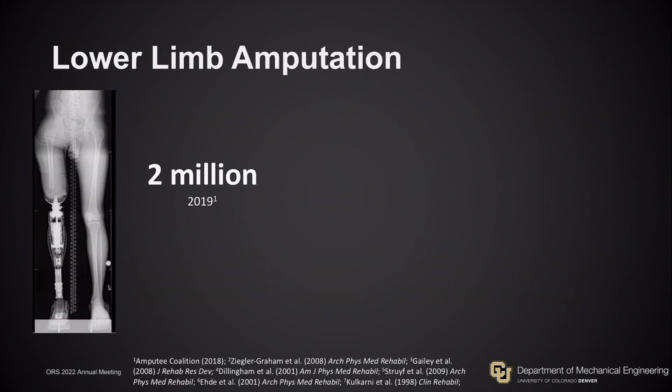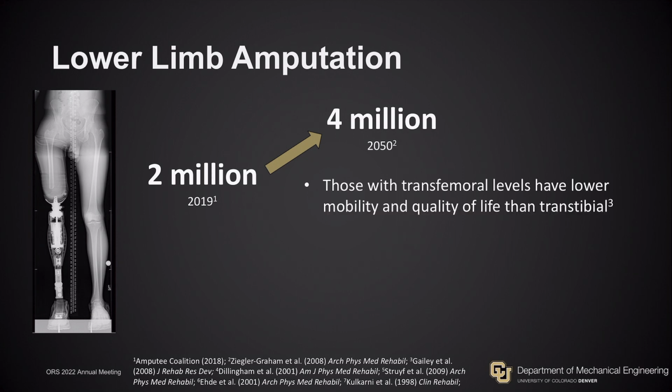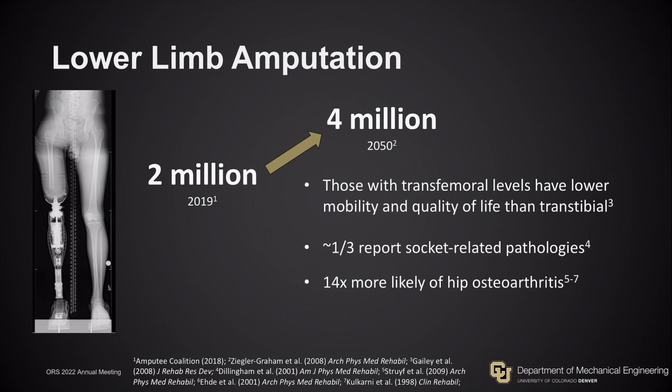There are currently nearly 2 million adults living with a lower limb amputation in the U.S. Unfortunately, this number is rapidly increasing, expected to more than double in the next few decades. We know that after a limb amputation, mobility and quality of life are negatively affected, and its severity is influenced by the level of amputation, as patients with transfemoral amputation have a greater prevalence of comorbidities compared to those with transtibial amputation.